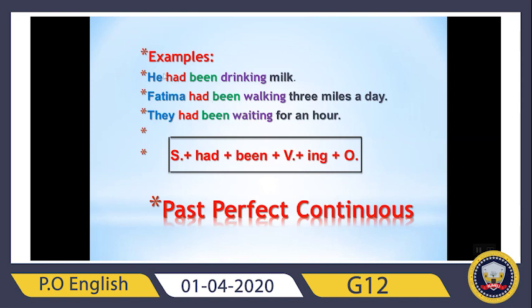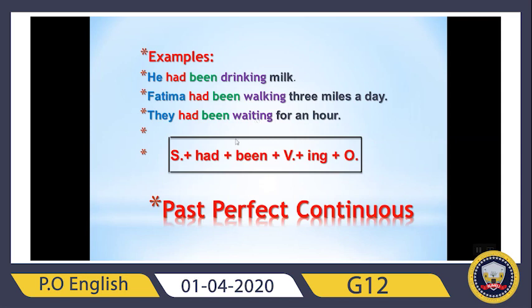Okay, let us see the examples here. He had been drinking milk. He, subject, then had, then been, then verb plus ing, drinking, then object, milk. Fatima, subject, then had, then been, then walking, there is walk, then walking 3 miles a day. They, the subject, then had, then been, then waiting. Don't forget that after been we have ing. So if you see been, then we must put verb plus ing in this lesson.